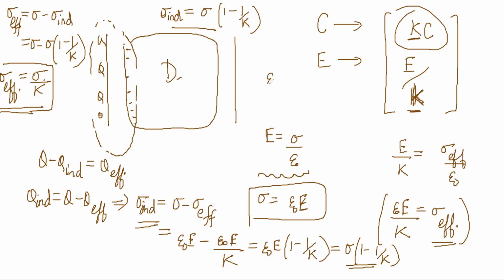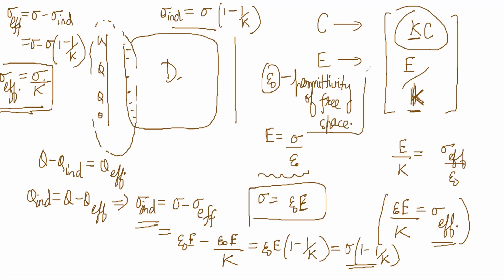You can also understand this in terms of epsilon naught, the permittivity of free space. This was a constant, right? Now, if you are not in free space, not in vacuum, then epsilon will take the place of epsilon naught in everything, and epsilon will be K times epsilon naught.